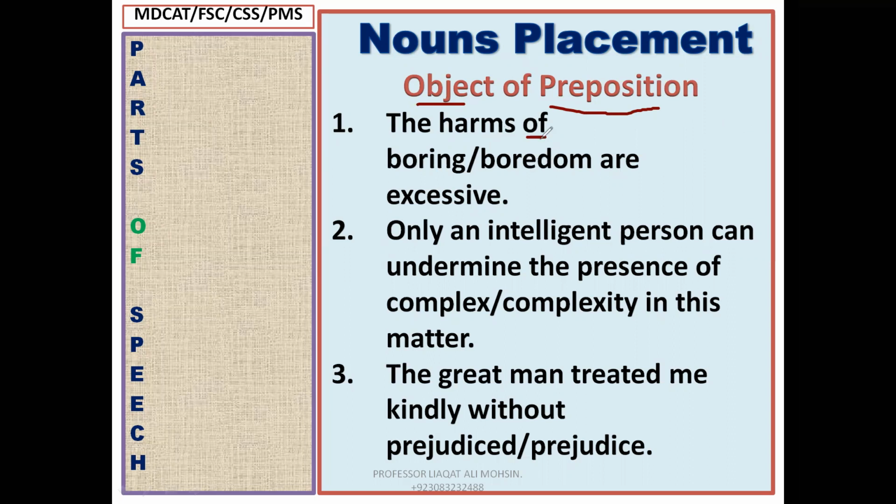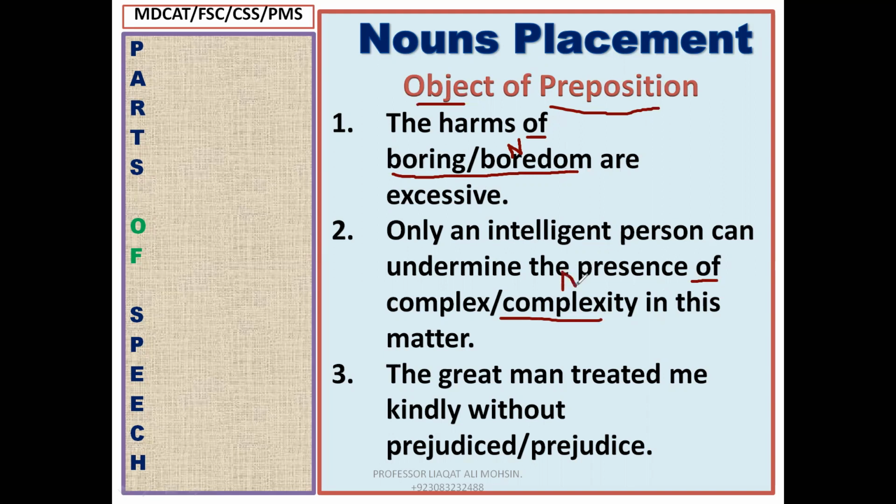Now what we observed in the previous slides, that I mentioned the prepositional phrase. A prepositional phrase is always formed by preposition plus noun. And see that boring is an adjective, boredom is a noun. Definitely the construct that is made after a preposition is a noun. The harms of boredom are excessive. Only an intelligent person can undermine the presence of this complexity, and complex is an adjective, complexity is the noun.